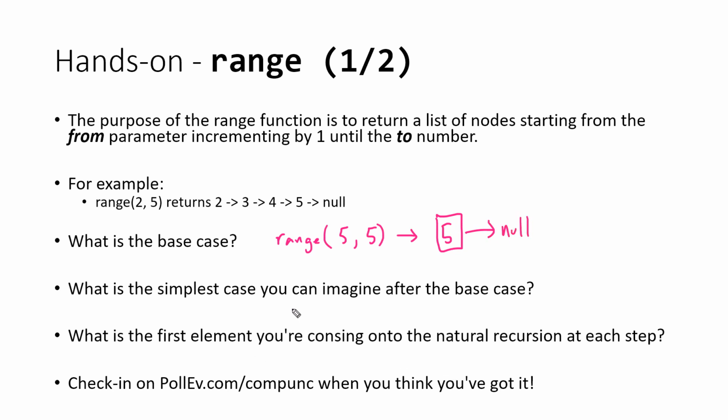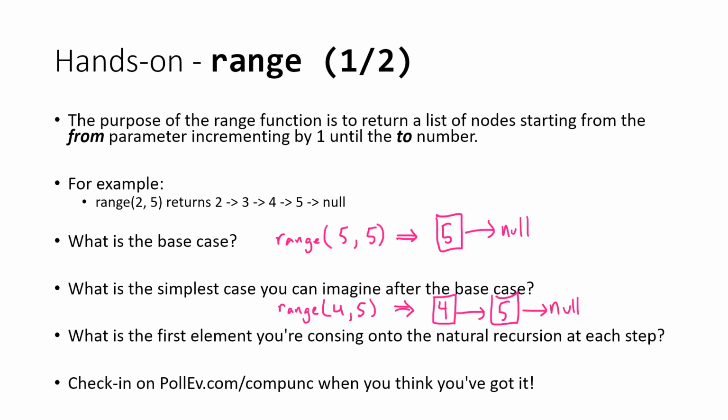Next, we're going to think about, well, what is the simplest case you can imagine after the base case? Okay, well, maybe we think about a range call from 4 to 5, right? So range from 4 to 5, and that would result in, let me actually use a double arrow here to indicate this is the return value, 4 followed by 5 followed by null, right?